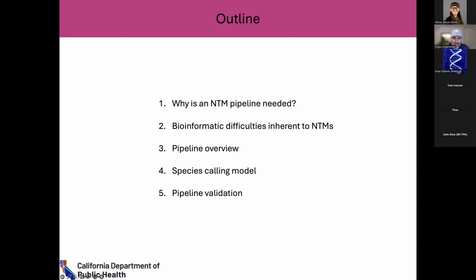some of the specific bioinformatic difficulties inherent to NTMs. I'll talk a little bit about the pipeline. I'm not going to go into a huge amount of detail, but keep it more of a conceptual overview, and I can answer any questions about it. And then a couple of aspects of the pipeline that are really specific to NTMs, why this hasn't been just an off-the-shelf pipeline, are the species calling model and some of the validation that we've had to do with that.